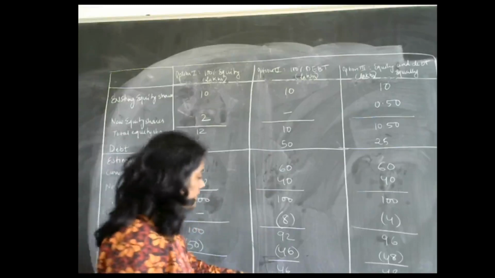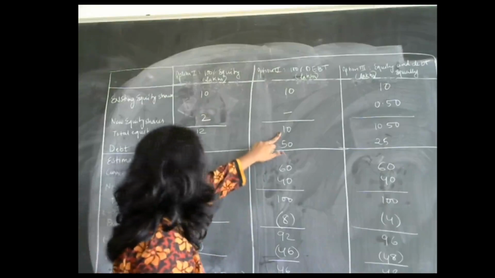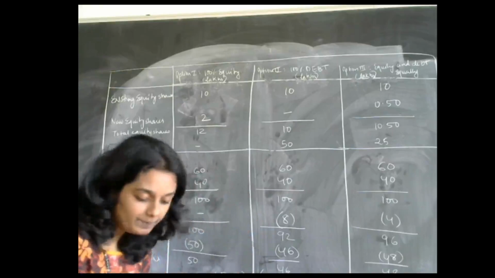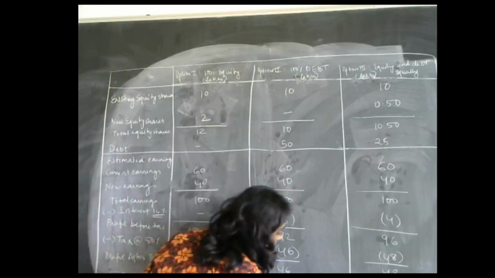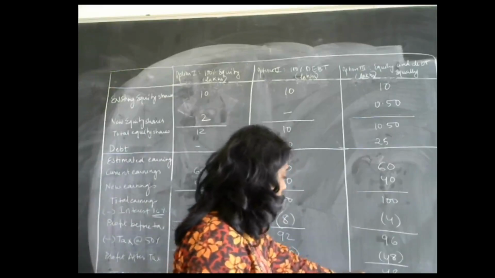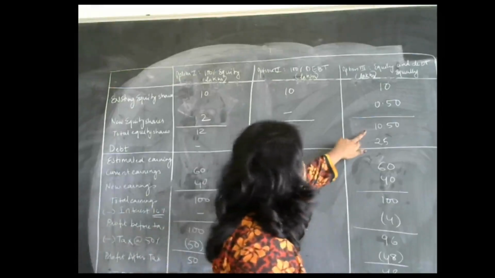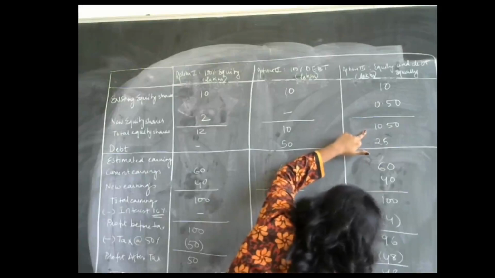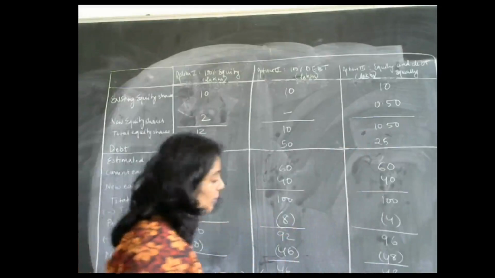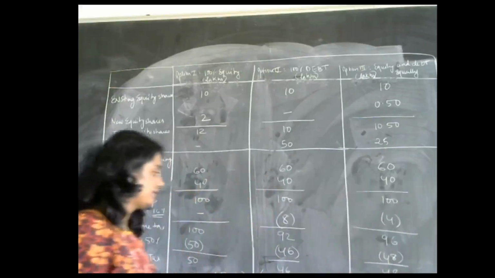In the second case, earnings is how much? 46 divided by the number of equity shares, which is 10. So 46 divided by 10, what is the EPS you are getting over here? You are getting it as 4.60. Okay. Then the third scenario, earnings after tax is how much? 48 divided by the total number of equity shares, which is 10.50. So 48 divided by 10.50, you will get 4.57. 4.57 is your EPS.